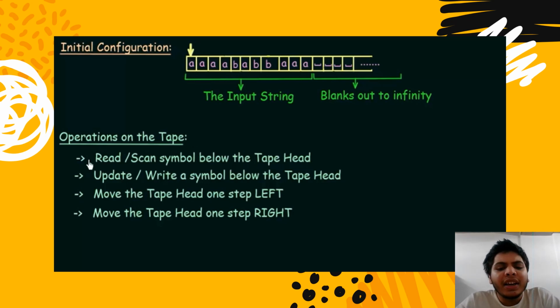So you can either read the symbol below the tape head, or you can write the symbol below the tape head. And the other operation that you can perform is move the tape head one step to the left, or move the tape head one step right. Remember that you cannot move more than one step, only one step, either to the left or to the right. So these are the operations that we can perform on our Turing machine.